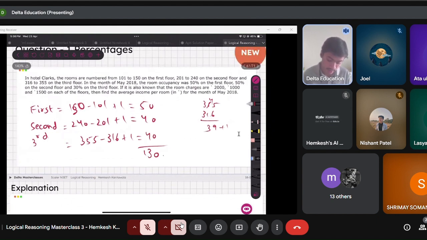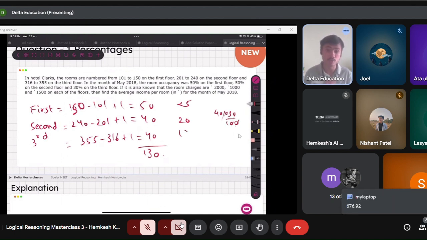Okay. Now, next, what is said? In the month of May, the room occupancy was 50% on the first floor, so 25 rooms were filled. 50 percent on the second floor, 20 were filled. 30 percent on the third floor. So what is 30% of 40? 4 threes are 12. So 12 rooms were filled.